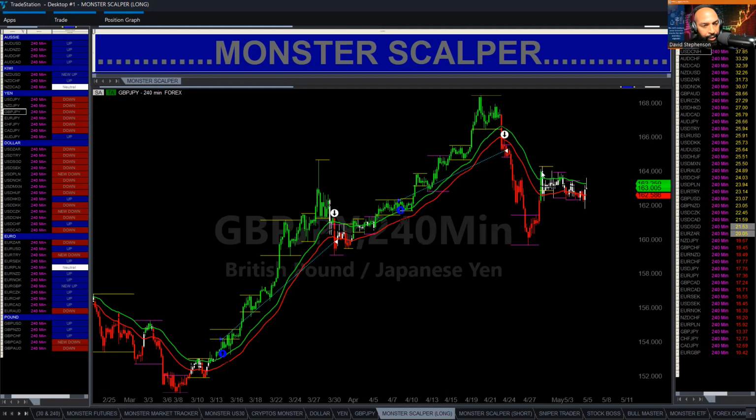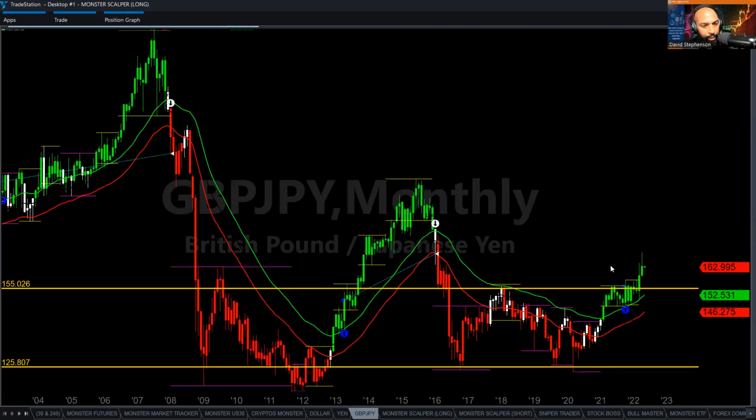Right now it's consolidating. It's a high consolidation in here. But guess what? We could get another buy signal to continue this move, because here is the monthly time frame and it's breaking out. Here's the buy signal. We could get another move like this.